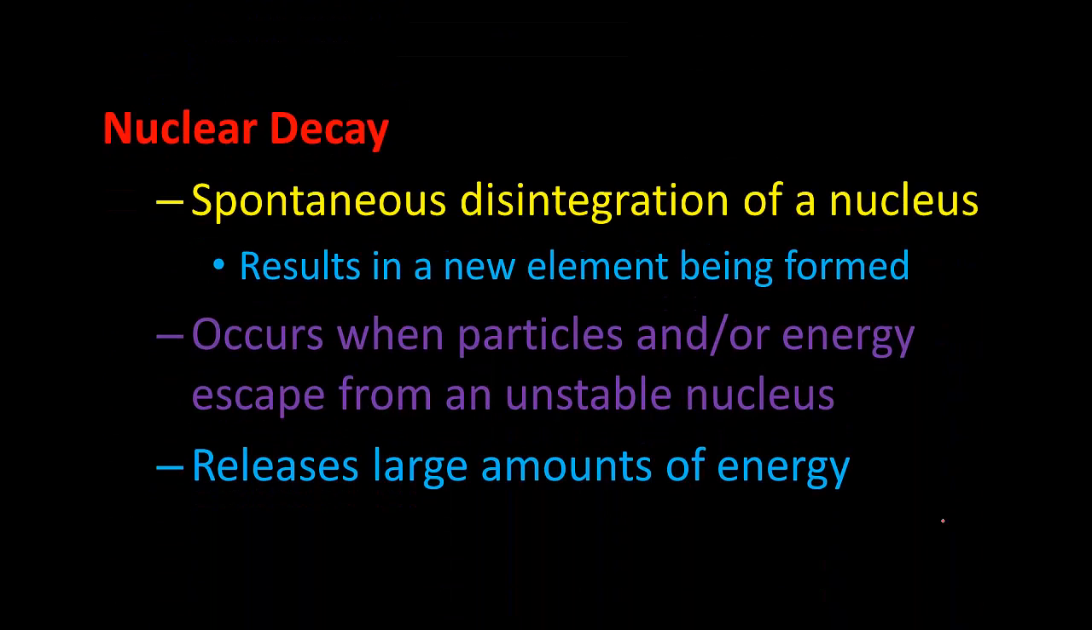So like we just talked about, nuclear decay is the spontaneous disintegration of a nucleus, or when a nucleus just automatically breaks up into smaller pieces. Most of the time it results in a totally new element, and it occurs when particles, and we'll talk about what type of particles there are in nuclear decay, and/or energy escape from an unstable nucleus. It releases large amounts of energy, much greater on a mass per mass basis than chemical reactions.